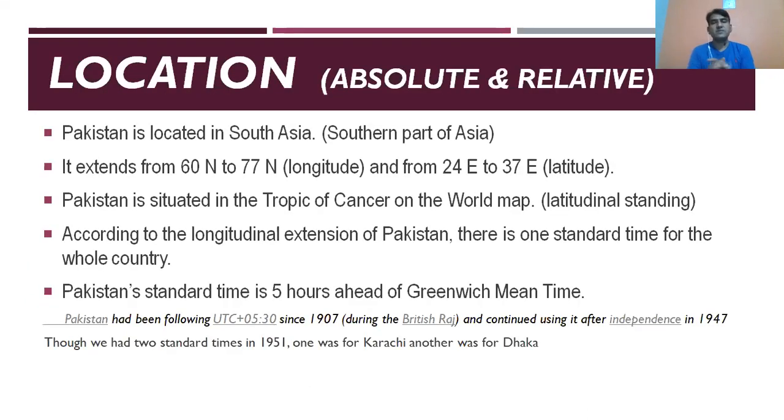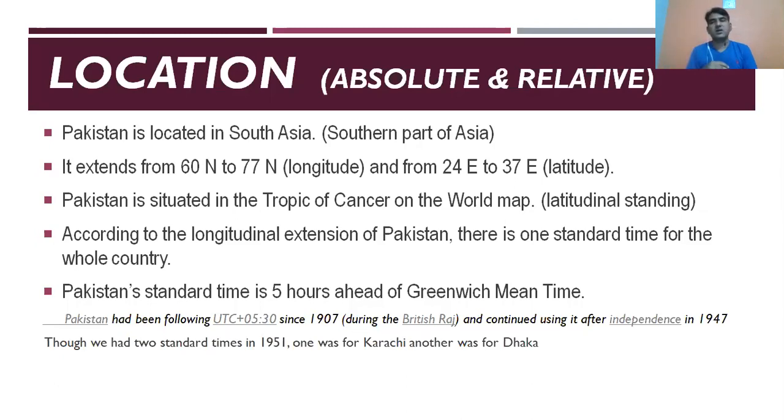In terms of location, we have both absolute and relative location. Absolute location means the exact location with the help of a coordinate system. We have discussed this in previous lectures, so you can watch that video also. In terms of coordinates, lines of longitude and latitude, Pakistan extends from 60 north to 77 east longitudes, and in terms of latitudes, from 24 north to 37 north. So this is the exact location of Pakistan on the world map.